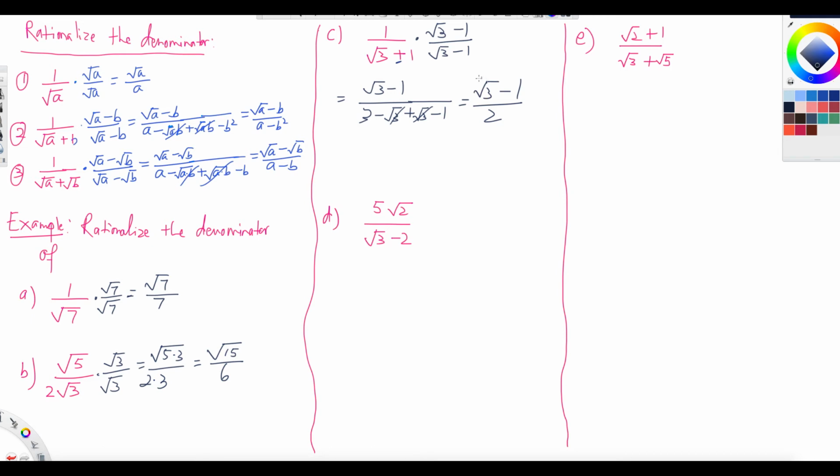And you should be very careful when you write the root. This root is only for 3. You cannot extend that root to 1. This root is only for 3.